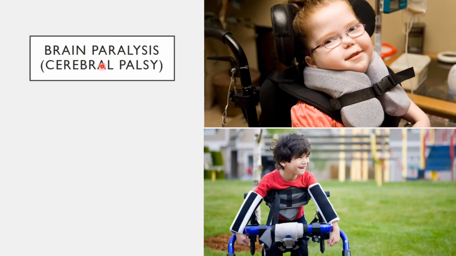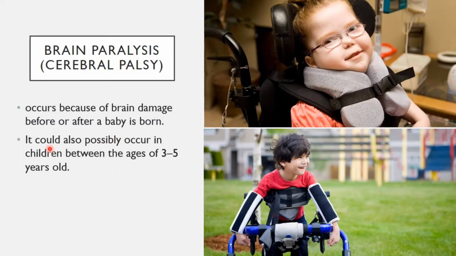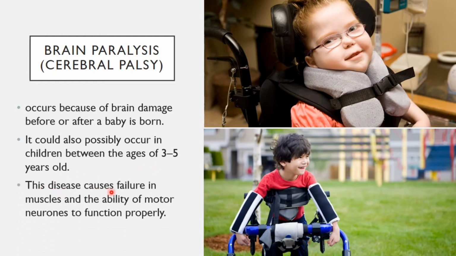Brain paralysis or cerebral palsy occurs because of brain damage before or after a baby is born. It could also possibly occur in children between the ages of 3 to 5 years old. This disease causes failure in muscles and the ability of motor neurons to function properly. Therefore, it affects a person's ability to move and maintain balance and posture.